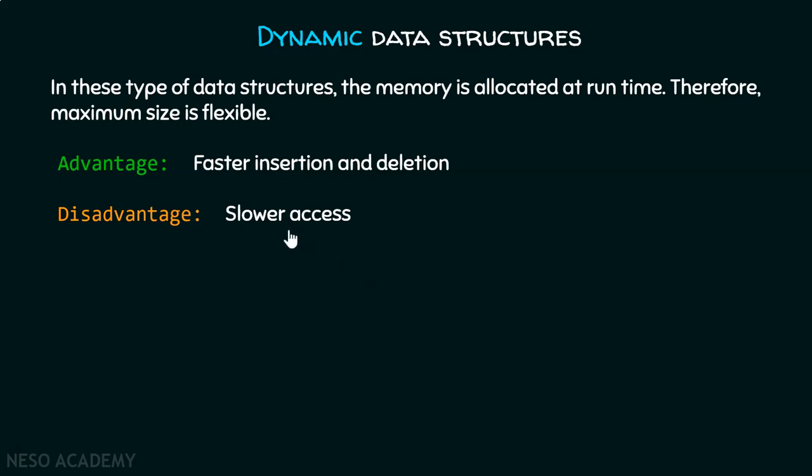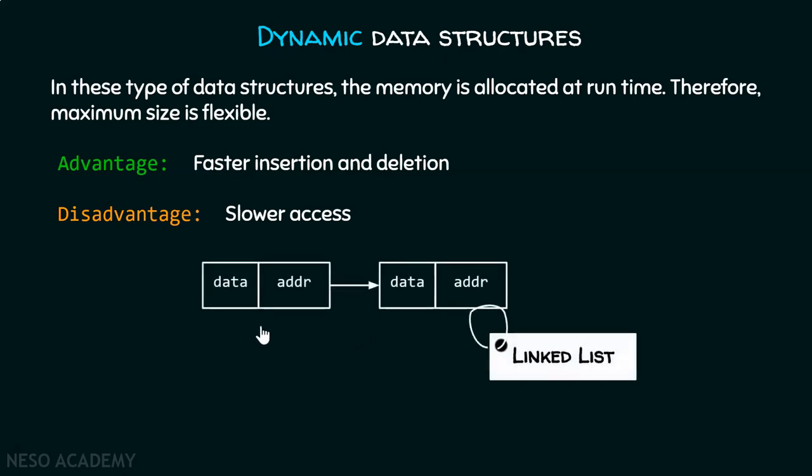Let me give you the example of a dynamic data structure. Here you can see the linked list is the best example of a dynamic data structure. We will discuss this later, how linked lists can be created, and what the advantages and disadvantages are. We'll discuss all these in subsequent lectures.